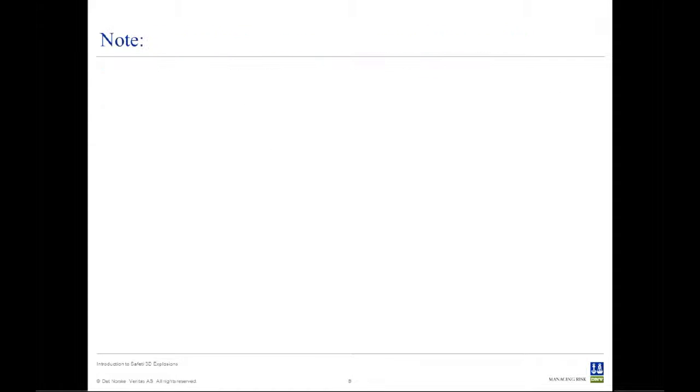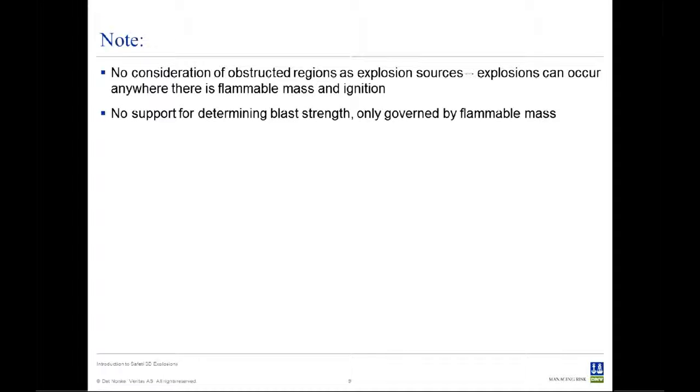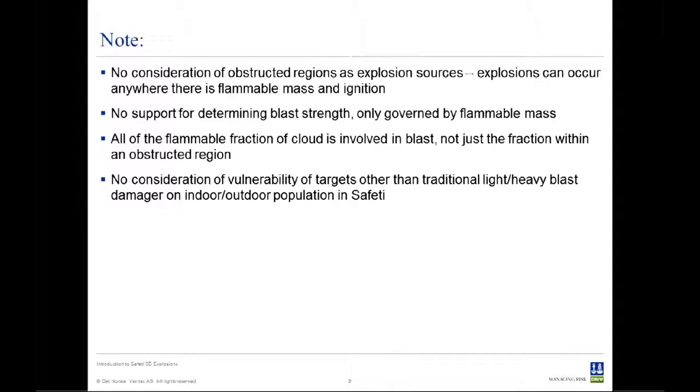So just some notes about Safeti's capabilities and explosion modelling here. There's no consideration of obstructed regions and what part they play in explosion sources. Explosions can occur anywhere that there's flammable mass and ignition. There's no support for determining blast strength. It's only governed by the flammable mass involved in the cloud using the Wickham method. And using the Wickham method, all of the flammable mass is used in the cloud, so everything between the flammable limits, not just a fraction that's in an obstructed region.